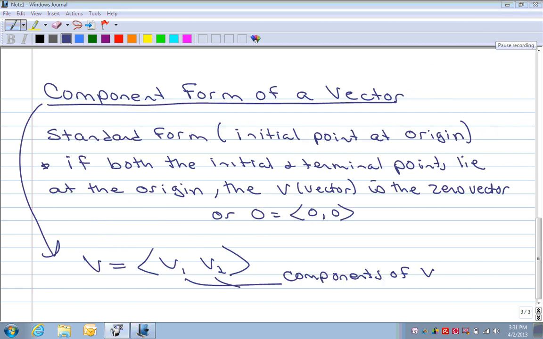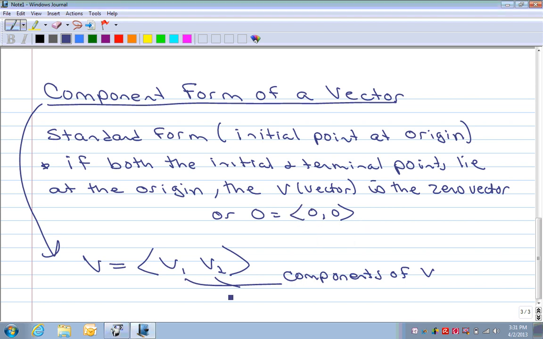All right, let's talk next about the component form of a vector. If a vector is in standard form, just like if an angle is in standard position, then the initial point is at the origin. And the same was true in our unit circle if we started at the x-axis and rotated to the left. If both the initial and terminal points lie at the origin, then the vector would be called the zero vector, or 0 would equal the component form 0, 0.